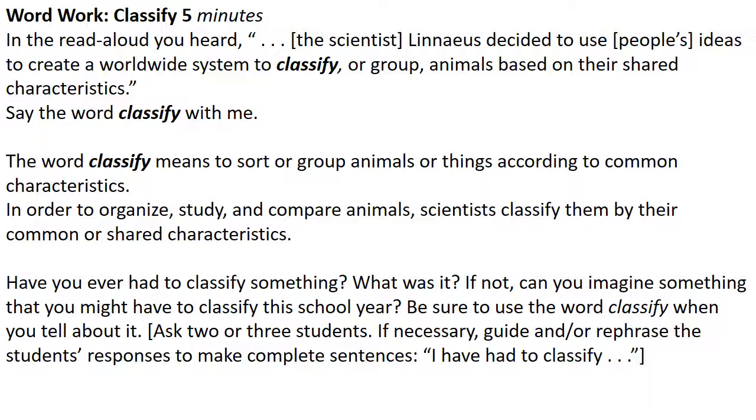Have you ever had to classify something? What was it? If not, can you imagine something that you might have to classify this school year? Be sure to use the word classify when you tell about it, and I'll get a couple of you to respond in class. Very good.